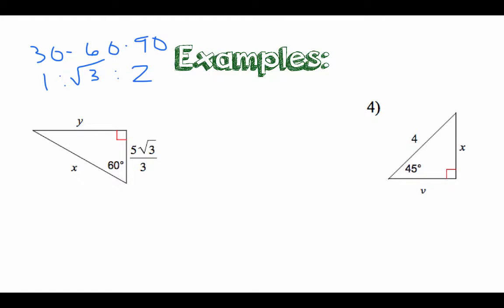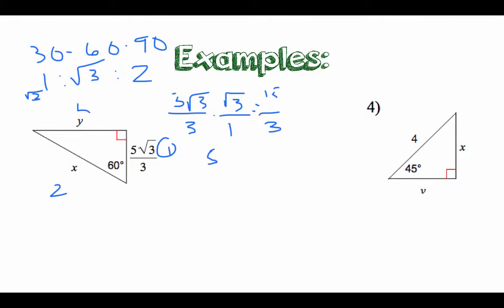And you guys can go through, and I like to label these things. This is my square root of 3 side, this is my 2 side, and this is my 1 side. So what I have to do now to figure out the other side here is take 5 square root of 3 over 3 and multiply it by the square root of 3. I like to put it over 1 so I can see, and the square root of 3 times square root of 3 gives 15 over 3. I get 5 for this side here.